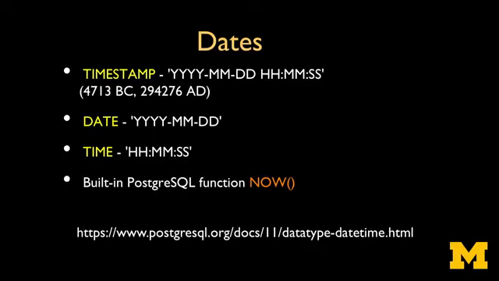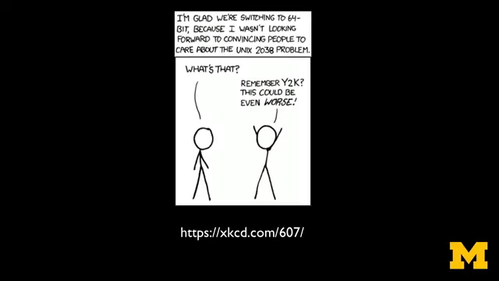Years ago, this was a 32-bit number, and we had this problem that the Unix time, which was the number of seconds since January 1, 1970, in 32 bits, was going to run out of space in 2038. And so here's another XKCD. There's an XKCD comic for just about everything nerdy. And so clearly Postgres has switched to 64 bits for their timestamps.